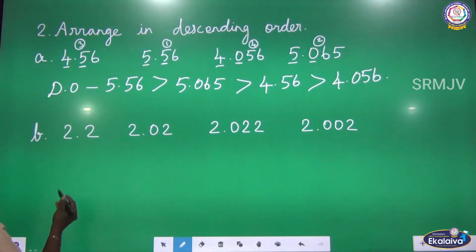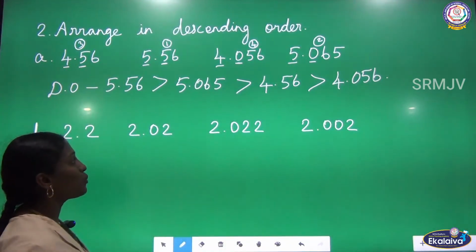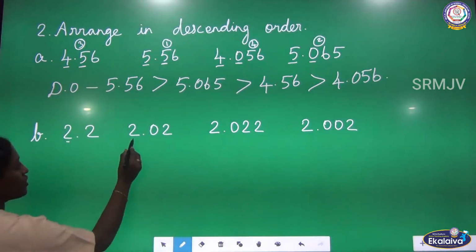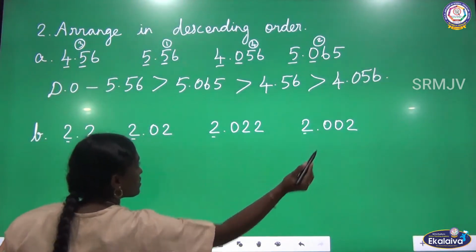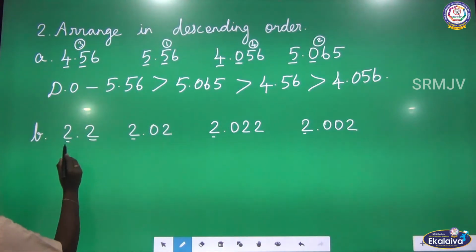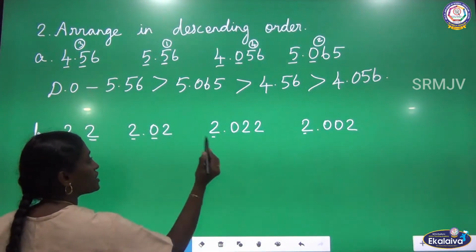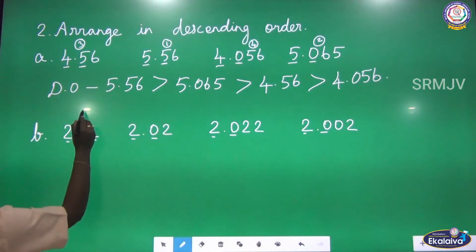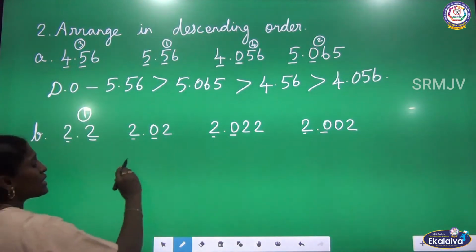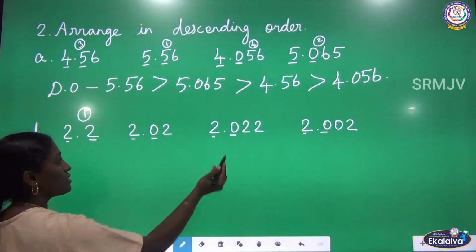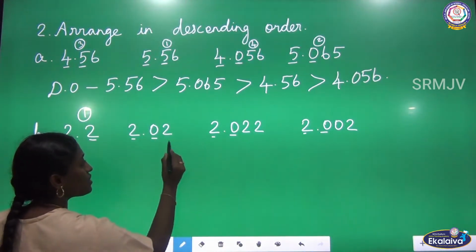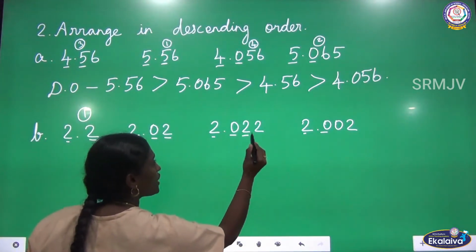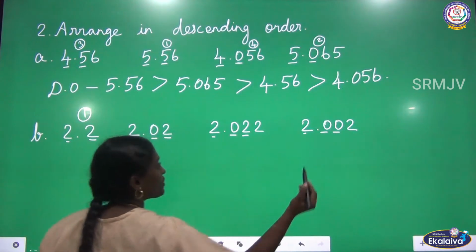See the second question 2.2, 2.02, 2.022, 2.002. Here in all the decimal numbers the whole number part is 2. So we are going to compare the first decimal place 2, 0, 0, 0. So 2 is greater number. So this is the greatest number. In the remaining three decimal numbers the first decimal place is 0. From this we are going to find out the second greater decimal. For that we have to check the second decimal place.